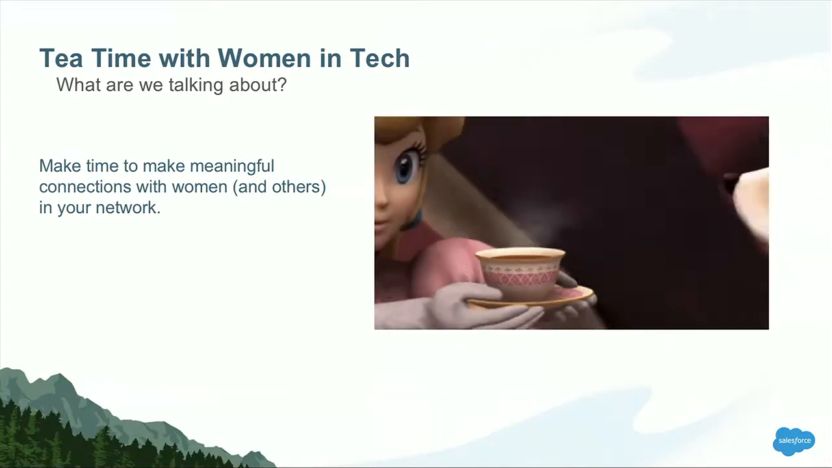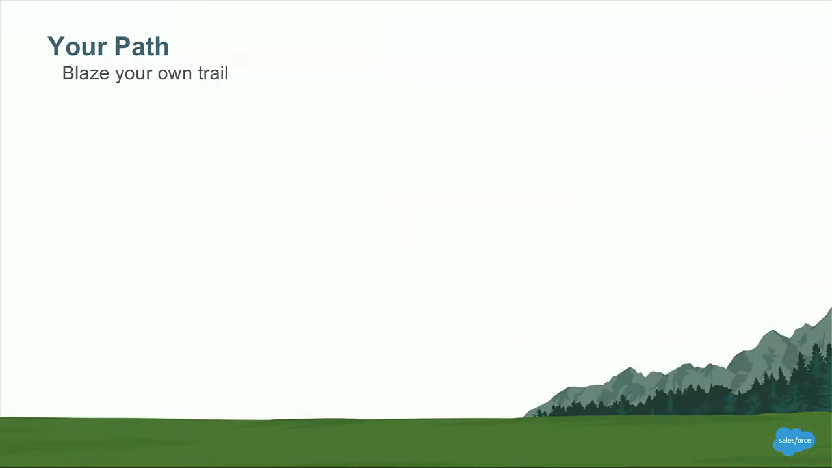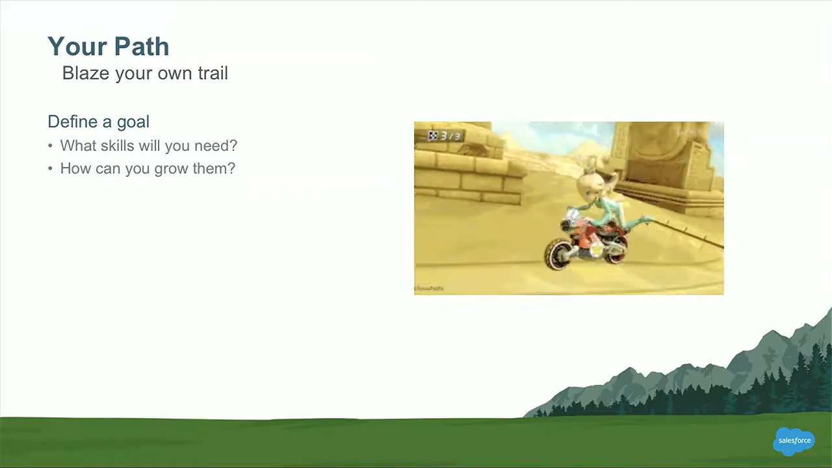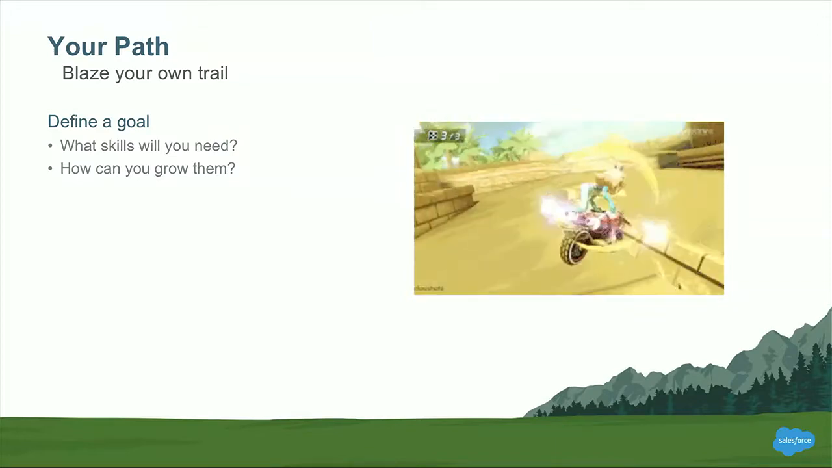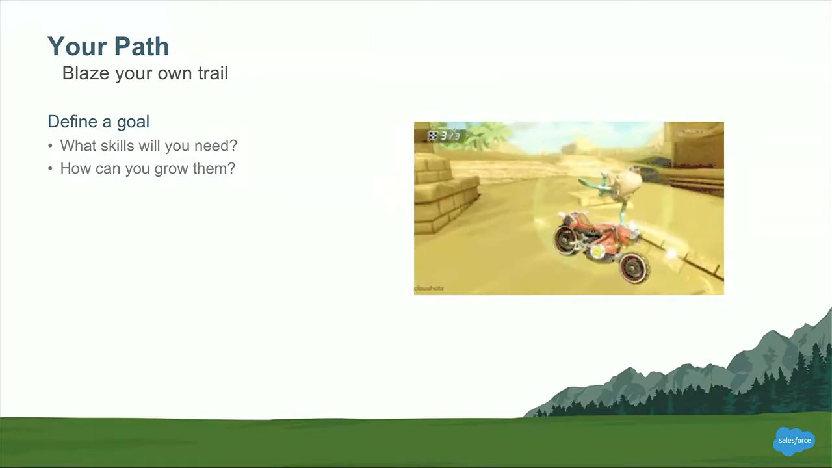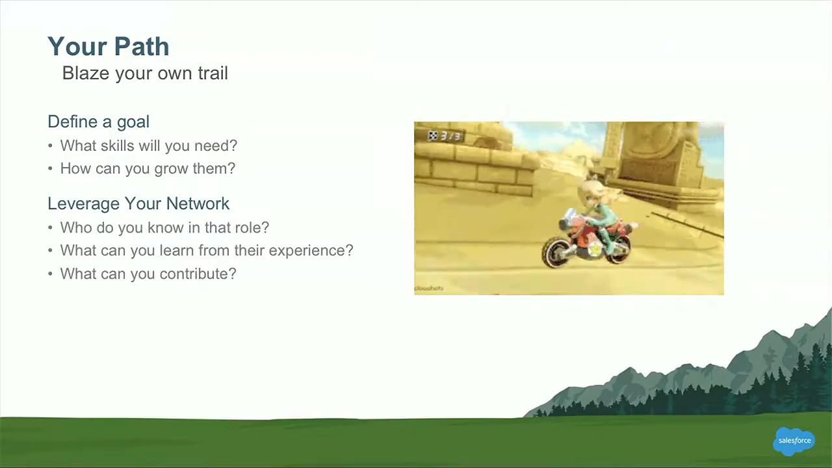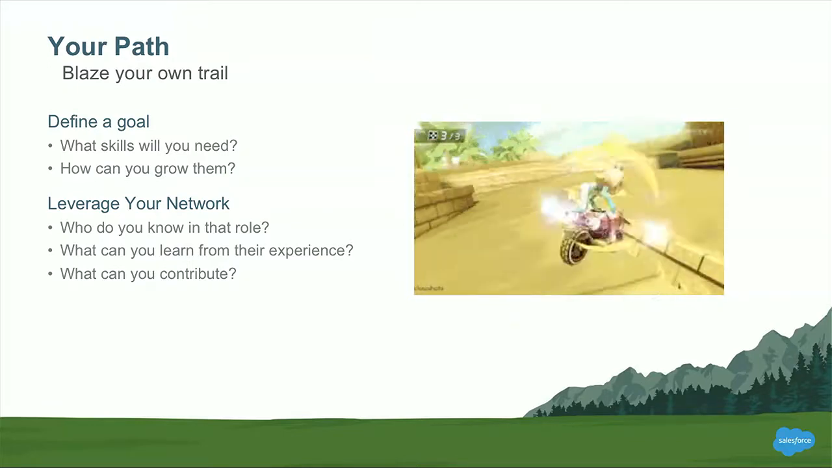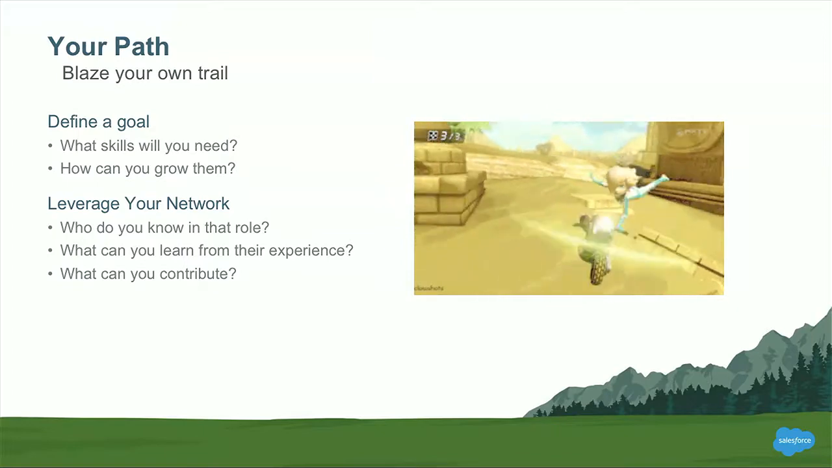Thank you. So now that we've talked a little bit about tea time, let's talk a little bit about your journey and your path to architect. So we mentioned that there is a wide variety of architects out there, so the key is to find out what you are passionate about and to identify what skills you need to develop in order to become that architect. So leverage your network. So we talked about tea time. So find people in the roles that you'd like to grow into, and then figure out what you can learn from their experience. But most importantly, give back to that relationship.